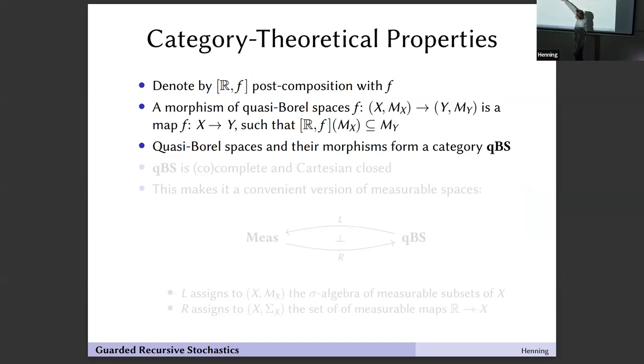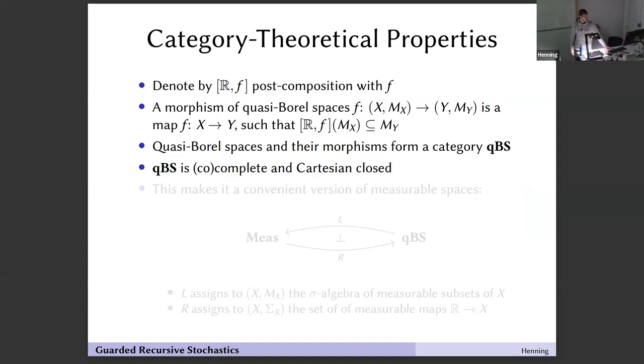just maps on the underlying carrier that preserve this chosen set. So whenever we map with composition, we end up in the set there, and that's kind of what one then calls measurable functions there. And they form a category. It's a very convenient category in the sense that it's both complete and co-complete, and it's Cartesian closed. So now how much better can you go?